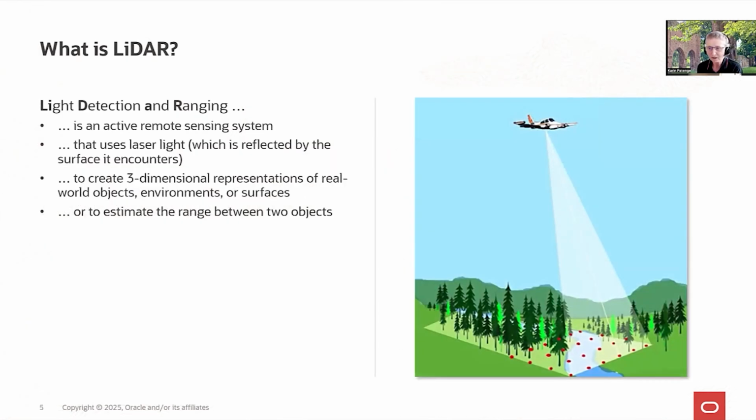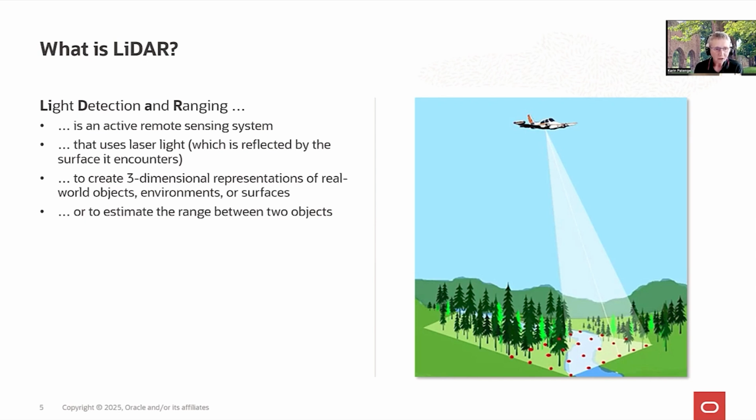So what is LiDAR? LiDAR data are produced using remote sensing devices. Those devices send out laser light, and this laser light is reflected by the surfaces that are hit by the laser light, and the reflection is measured by the sensing systems. From the data that is captured as a reflection, the LiDAR data set is created.